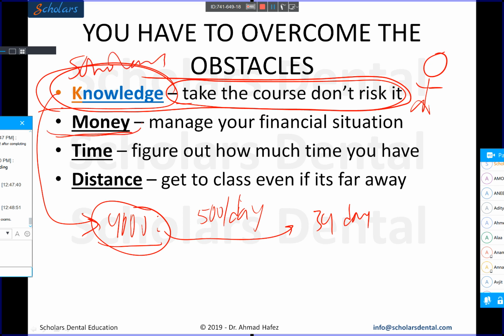Now, people are going to have obstacles with money, okay? So that's something you have to manage yourself. You have to figure out, okay, maybe you need to get loans, right? Maybe you have to save up. Right? Figure things out so that you have enough money. I told you how much the whole process may cost you. It may cost anywhere from 30 to 50,000. So I'm giving you that info already.